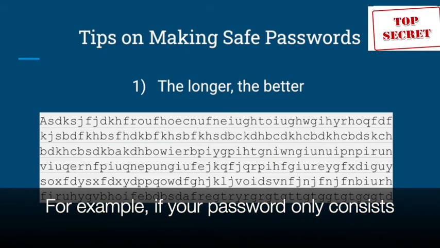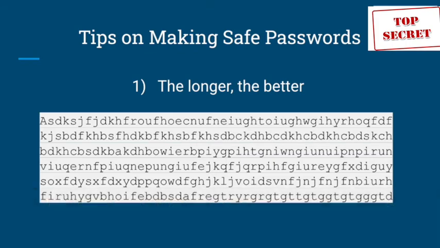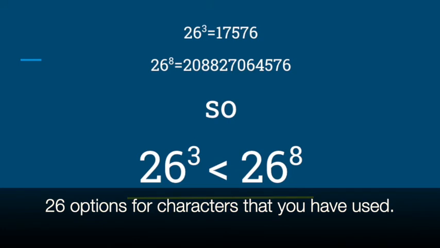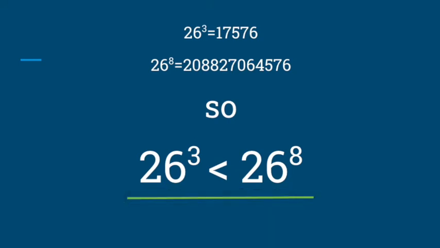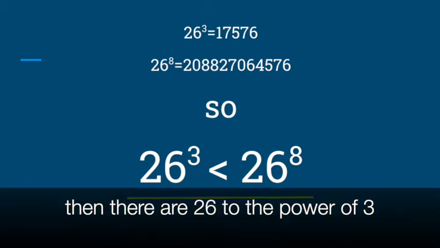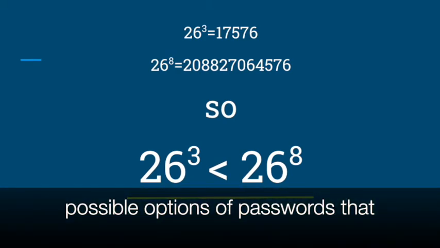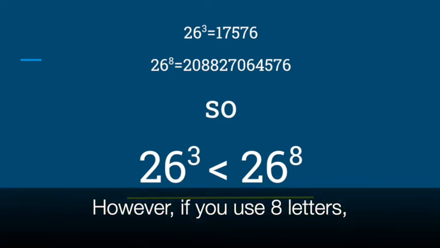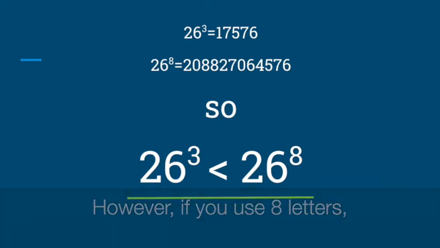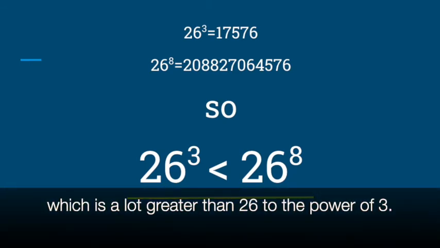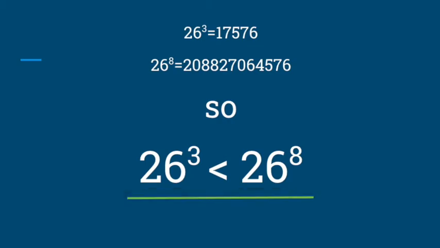For example, if your password only consists of lowercase letters, then you have 26 options for characters that you have used. If you use 3 letters for your password, then there are 26 to the power of 3 many possible options of passwords that you may have used. However, if you use 8 letters, then there are 26 to the power of 8 options, which is a lot greater than 26 to the power of 3.